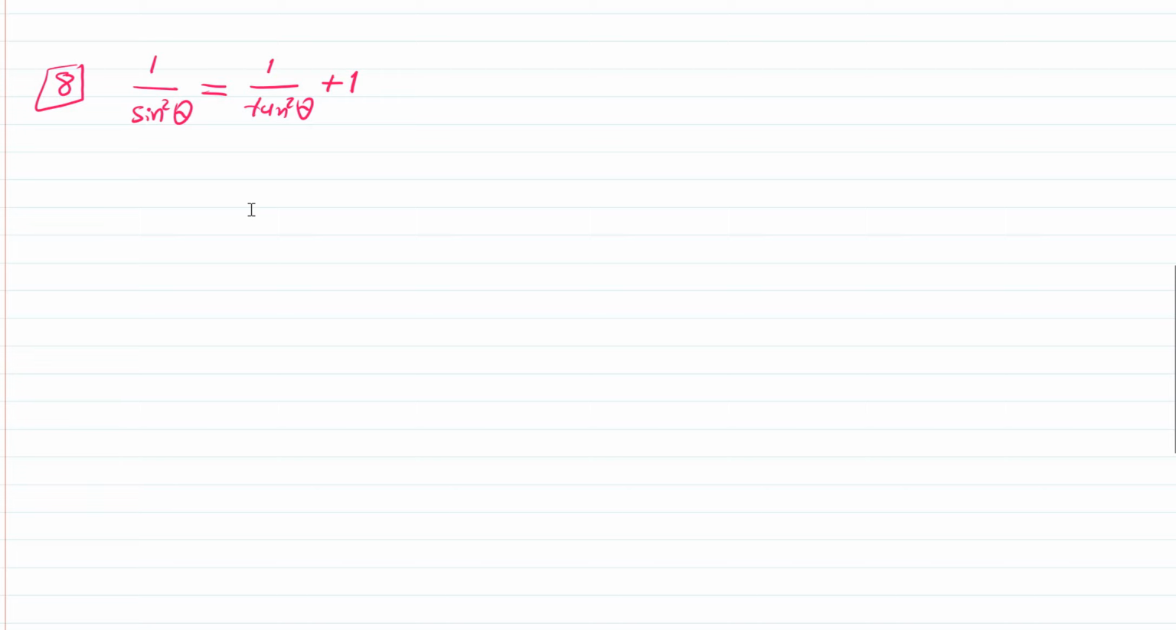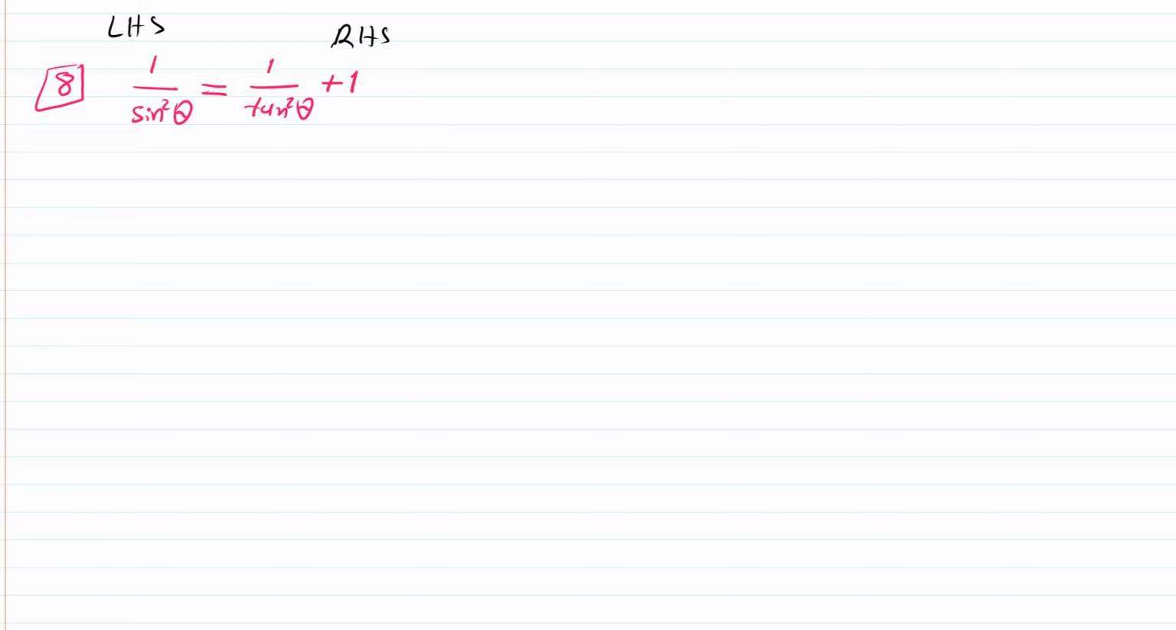Okay, dear students. This is another question, sorry. We have 1 over sine square of theta equals 1 over tan square of theta plus 1. And the question says prove this one. Prove that left hand side equals right hand side. Students, in this question, I recommend you to start with the right hand side to get the left hand side at the end. You know why? Because it's kind of hard to prove the left hand side. It's kind of tricky. So let's start with the right hand side.